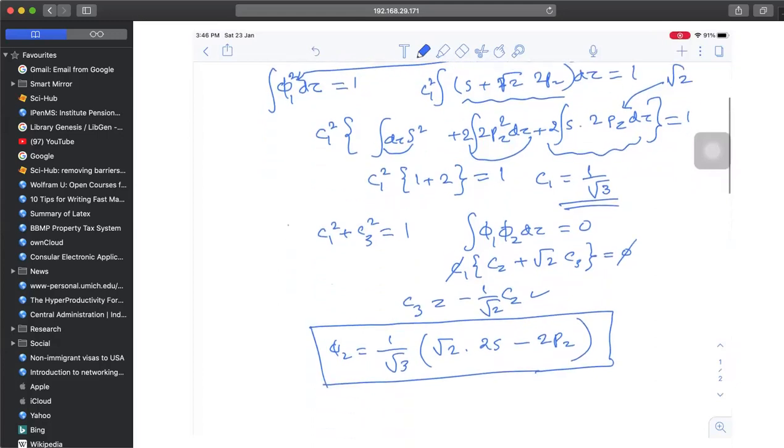The first one will be phi1 equal to 1 by root 3 times (2s plus root 2 times 2pz). And the second one, which is normalized and orthogonal to this, will be the same but with a negative sign. Why the negative sign? The answer is that phi1 and phi2 must be orthogonal. Without the negative sign, the orbitals are not going to be orthogonal. Any questions on this? No, sir.